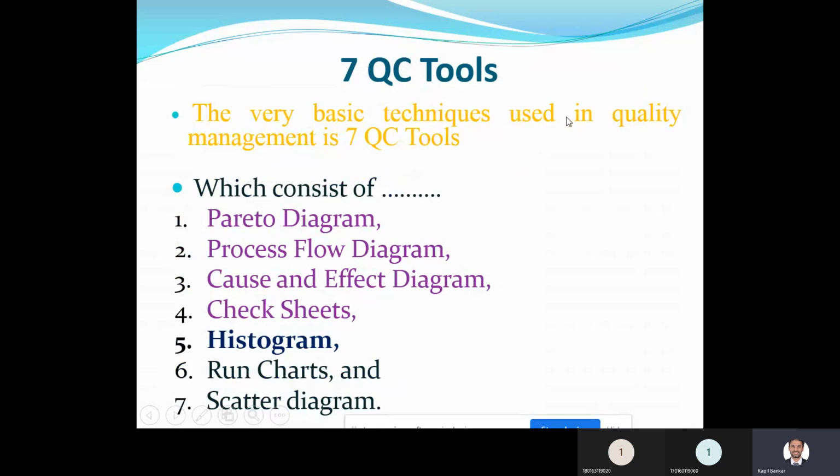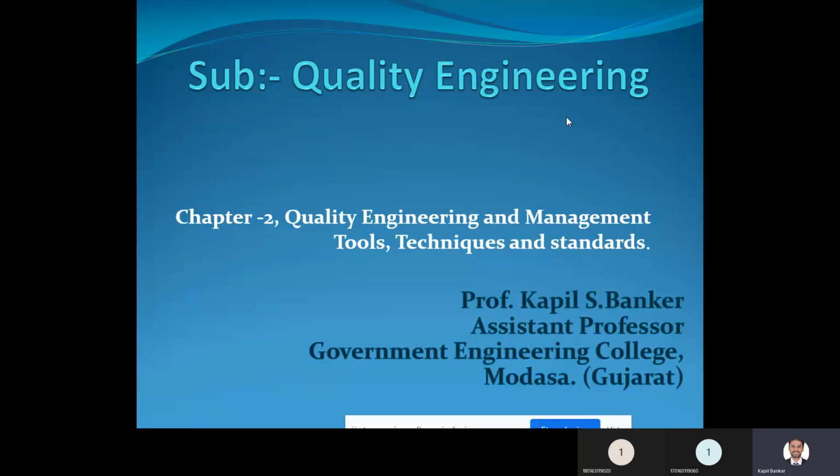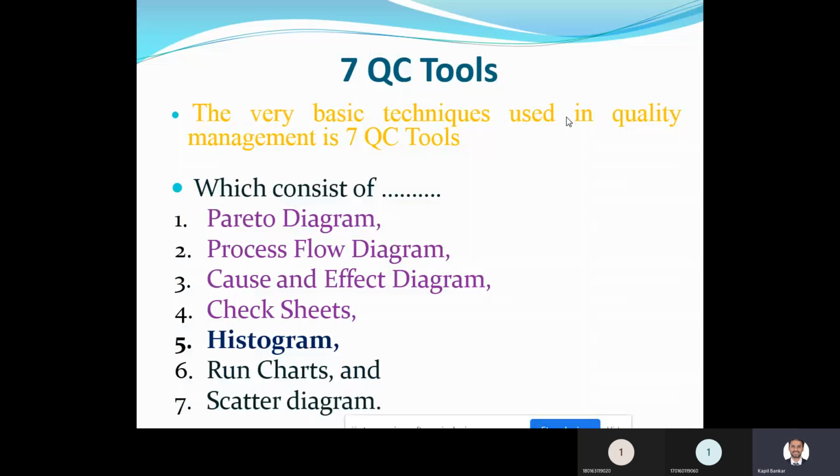Now, in today's lecture, I'm going to start the 7 quality control tools under our subject, that is quality engineering. Chapter number 2, that is quality engineering and management tools, techniques and standards. So in previous lectures, we had discussed about Pareto diagram, process flow diagram, cause and effect diagram, and check sheet. Okay, so today I'm going to start the next quality control tool, that is histogram.